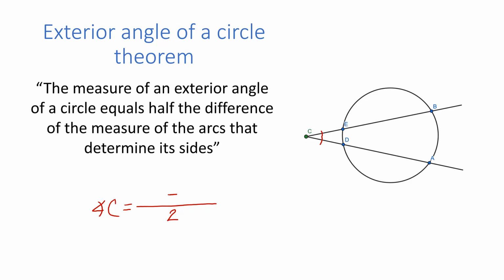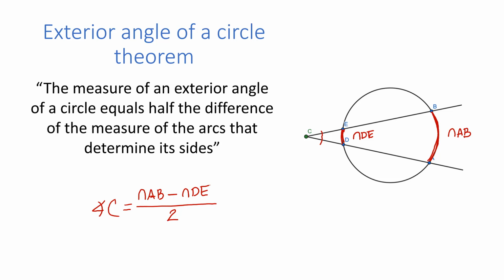So the 2 sides of the angle determine 2 arcs. We have a small one here and the larger one here. The big one is called the major arc, and it's called arc AB in this case. And the smaller arc is arc DE, the minor arc. To calculate the difference, we need to subtract the major arc minus the minor arc. So it's going to be arc AB minus arc DE.